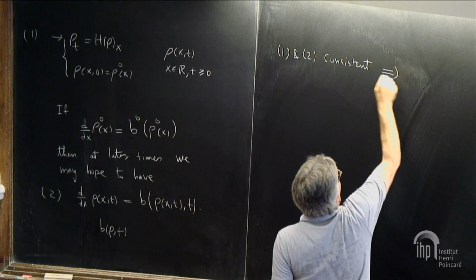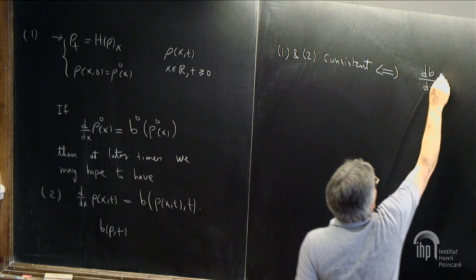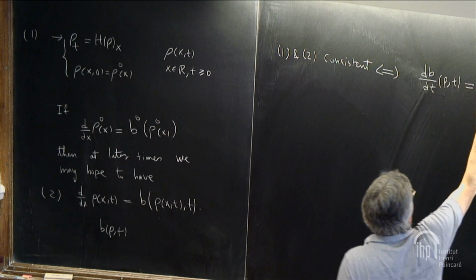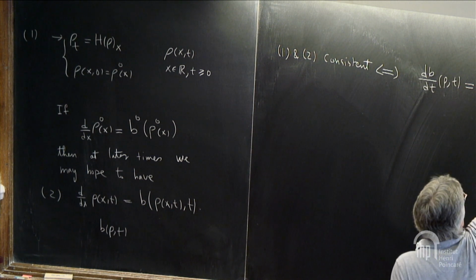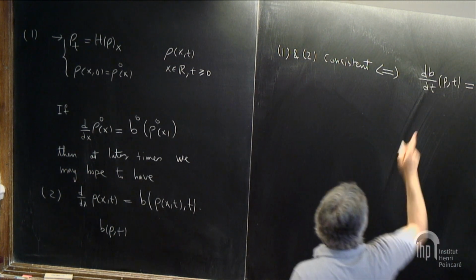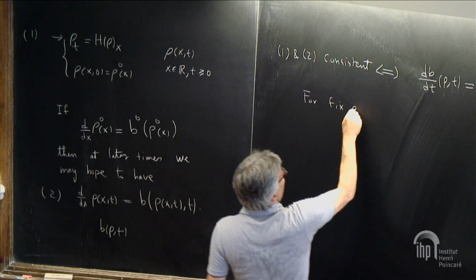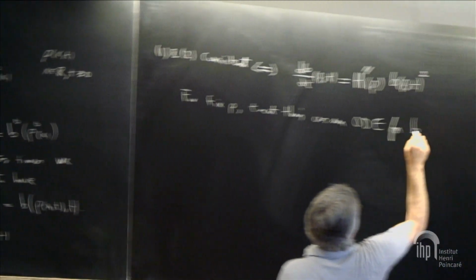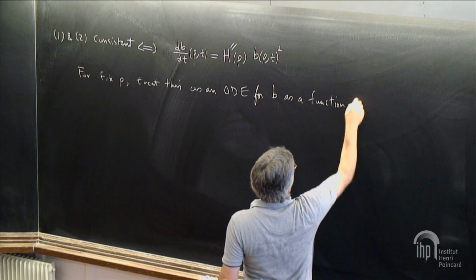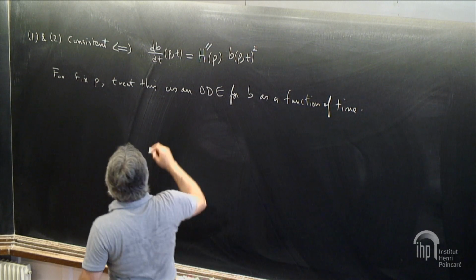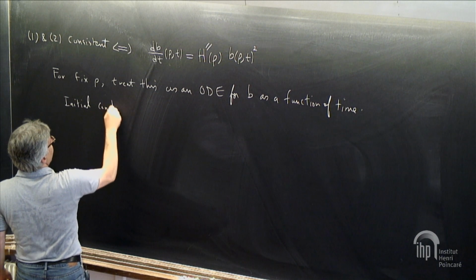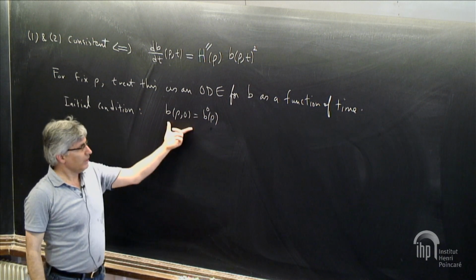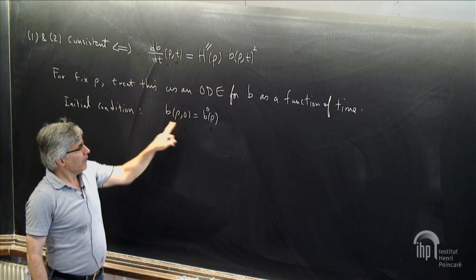consistent. This is equivalent to saying that dB dt equals this. So here I'm fixing rho and regarding this as a solution to an ODE as a function of time. So this is a solution to an ODE, and the ODE turns out to be this guy. So for fixed rho, treat this as an ODE for b as a function of time. Then we observe that this ODE must be solved for the initial condition b0 rho. So the initial data is b0 rho.